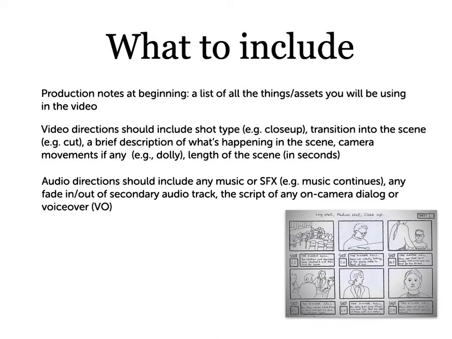So your audio directions should include any spoken language, whether that's your on-camera talent or a voiceover, which is designated as VO, as well as any music or sound effects that you're using. Now, if you have somebody speaking in a scene, but there's music when the scene begins, what you're going to do is have to bring the music down. And so you'd include in their directions about music fades out, music goes up in the next scene, things of that nature.